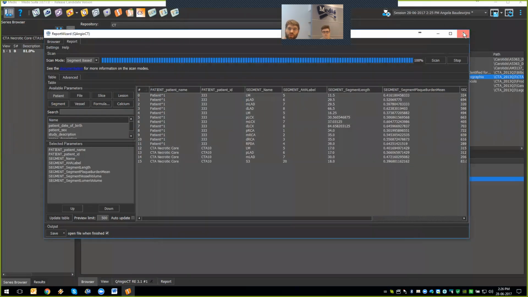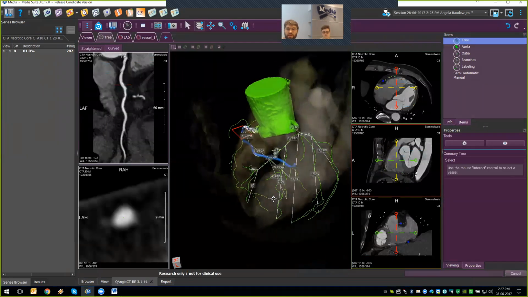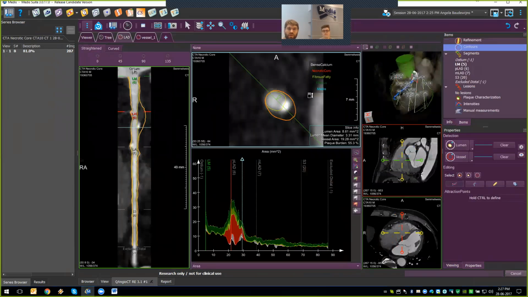So that was just a quick run through of the QAngio CT system and some of the possibilities that it has for doing quantification in the coronary CT data and its usage in clinical research.